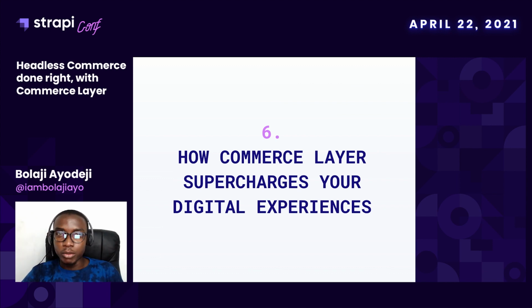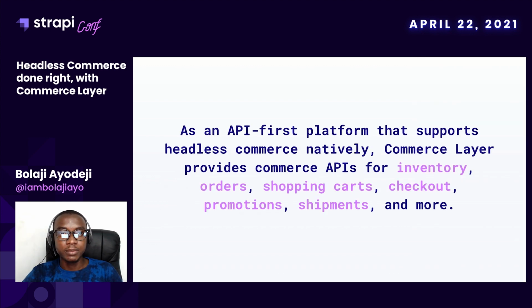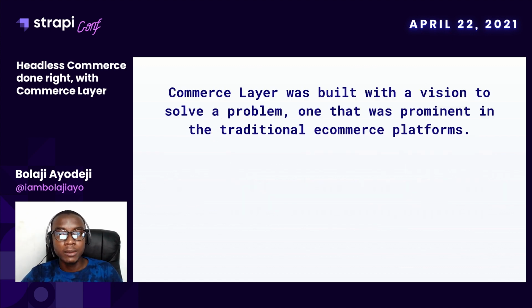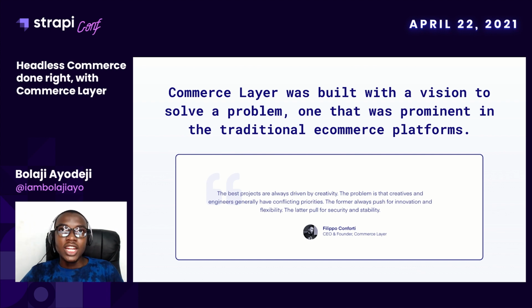So now that we understand the building blocks of Commerce Layer, let's take a look at how Commerce Layer supercharges your digital experiences. Now, what you should know is Commerce Layer is an API-first platform. And as a result of that, we support Headless Commerce natively. Commerce Layer provides you with commerce APIs for tons of stuff like inventory, order management, shopping carts, checkout, promotions, shipments, and much more. Now, the thing is, Commerce Layer gives you the flexibility you need to scale up the headless commerce architecture and grow your business.